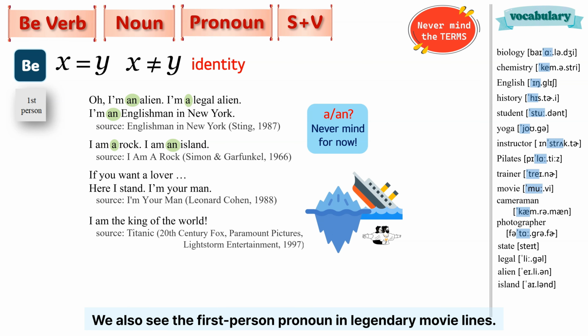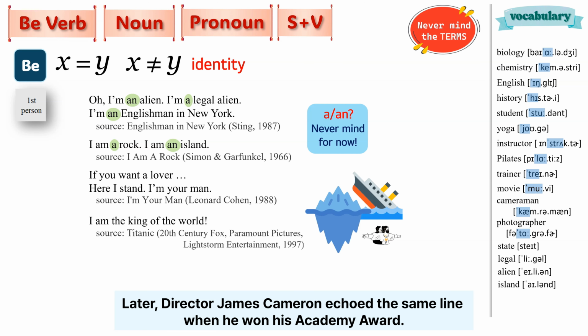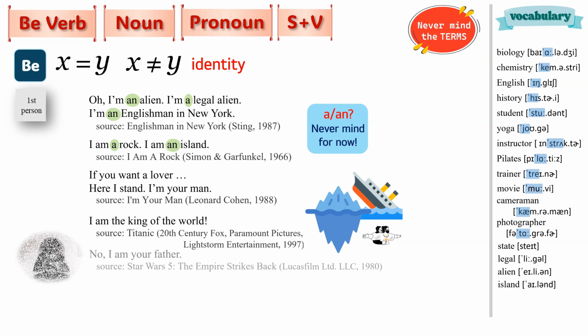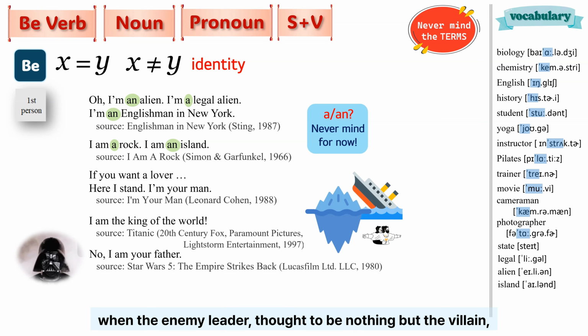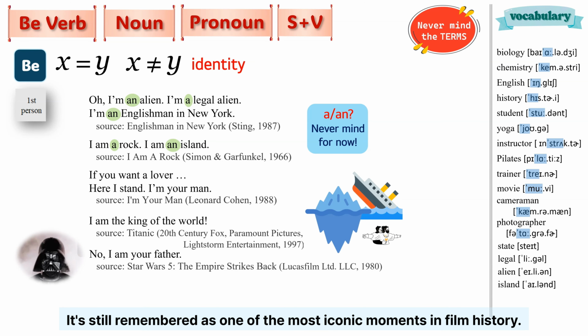We also see the first-person pronoun in legendary movie lines. In Titanic, Leonardo DiCaprio's character climbs the ship's railing and shouts that famous line, I'm the king of the world. Later, director James Cameron echoed the same line when he won his Academy Award. But perhaps the most famous of all, an unforgettable Star Wars scene. When the enemy leader, thought to be nothing but the villain, reveals the shocking truth, I am your father. It's still remembered as one of the most iconic moments in film history.